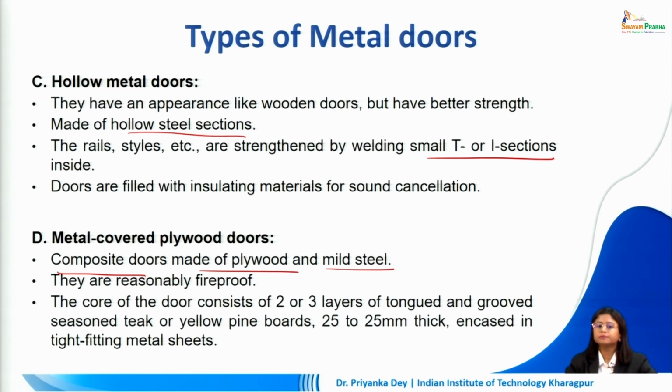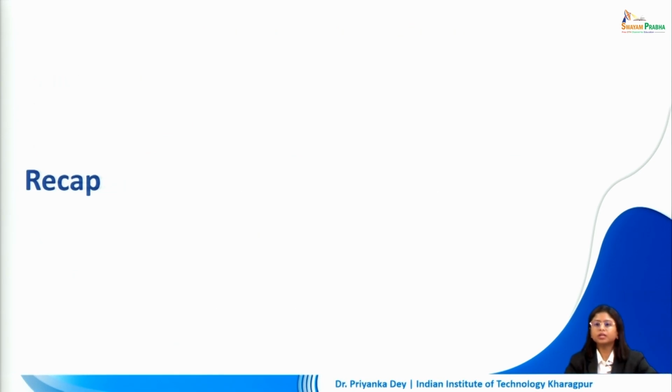fireproof. The core of the door consists of 2 or 3 layers of tongued and grooved seasoned teak or yellow pine boards, which are 25 to 25 thickness and encased in tight fitted metal sheets. So those were the various types of doors.